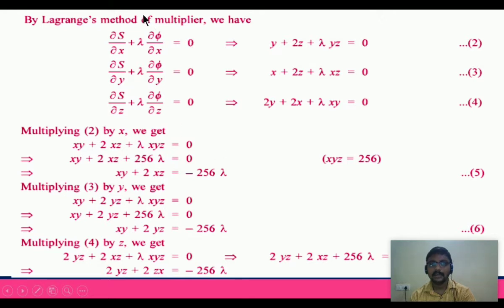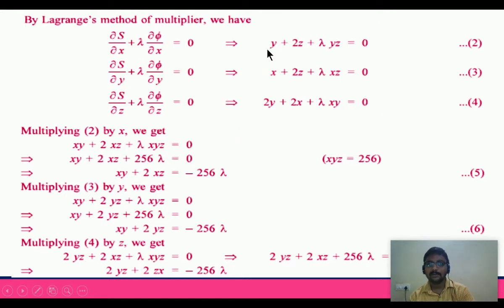So here we have to obtain these three equations, that is ∂s/∂x plus lambda ∂phi/∂x equal to 0, ∂s/∂y plus lambda into ∂phi/∂y equal to 0, ∂s/∂z plus lambda into ∂phi/∂z equal to 0. Which are obtained by differentiating the Lagrangian function partially with respect to x, y, z respectively. So we will have these three equations substituting the above values. Let them be equations 2, 3, 4 respectively.